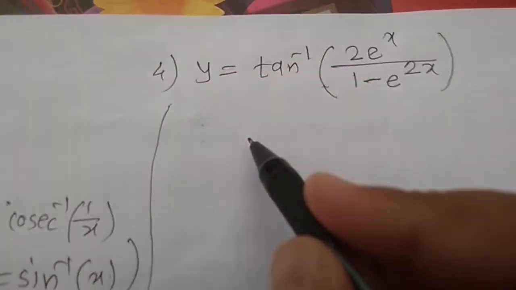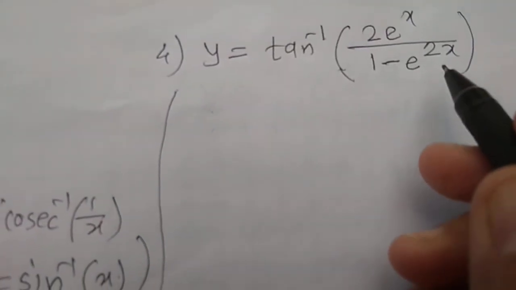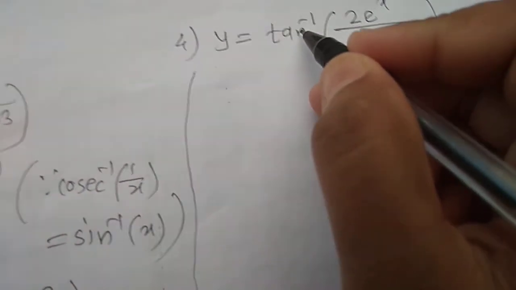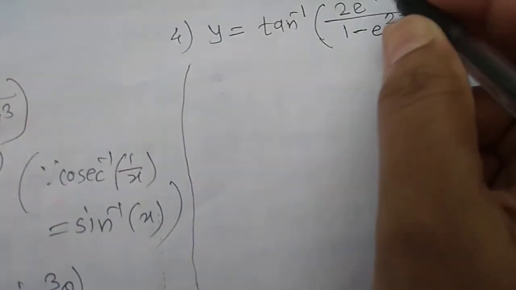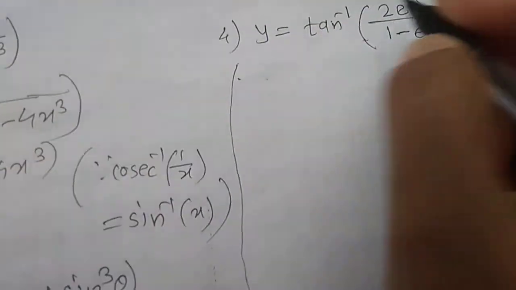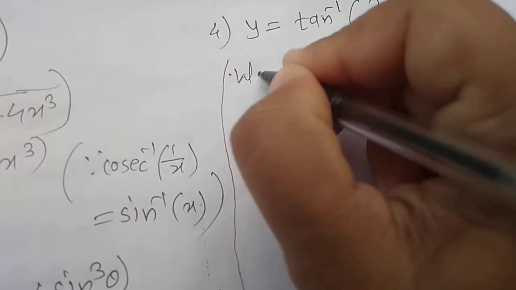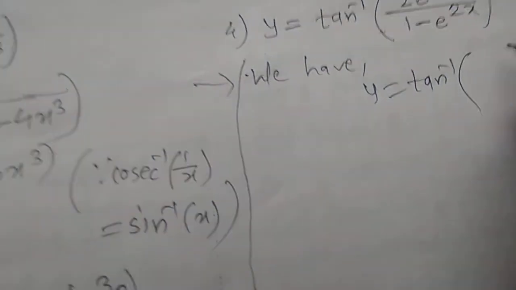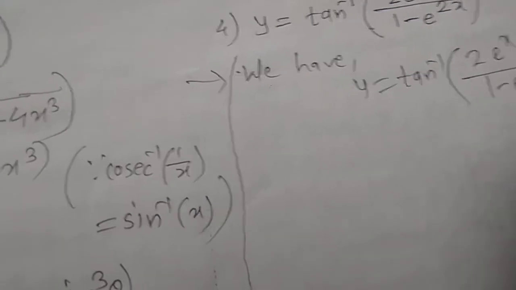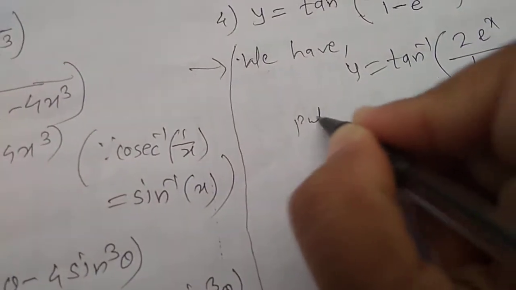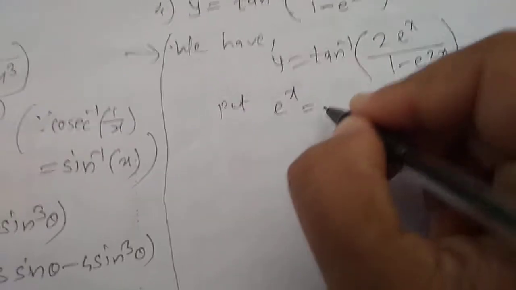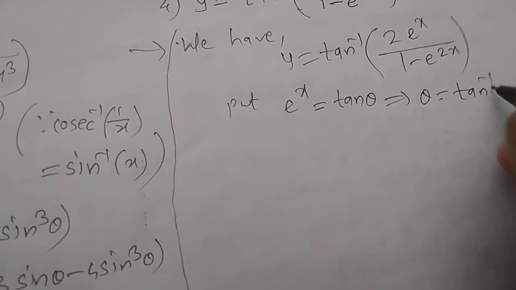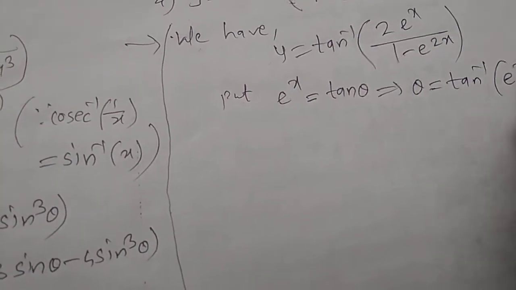Y is equal to tan inverse of 2 e raised to x upon 1 minus e raised to 2x. Here y is a function which is given in tan inverse, and therefore here we have to put e raised to x is equal to tan theta. So we have y is equal to tan inverse of 2 e raised to x upon 1 minus e raised to 2x. So put e raised to x is equal to tan theta, and therefore theta is equal to tan inverse of e raised to x.